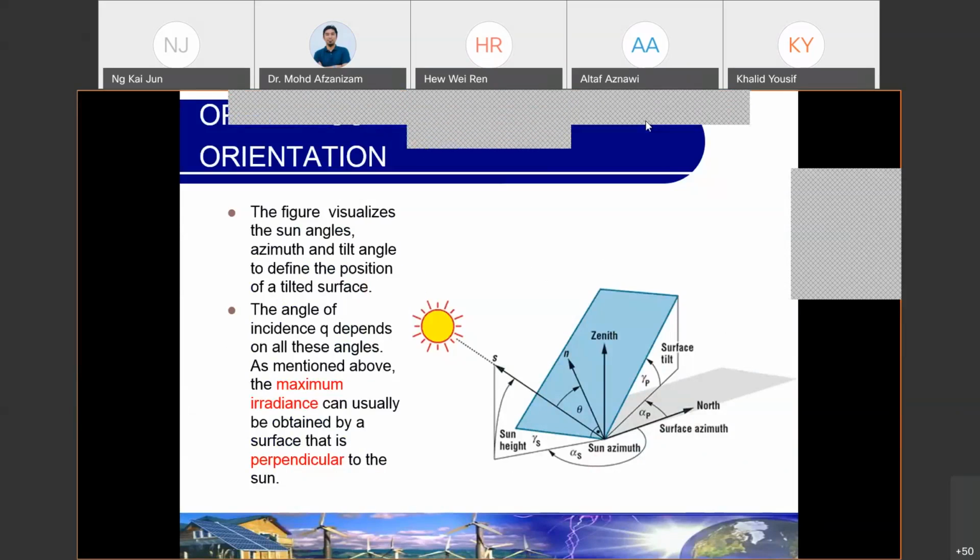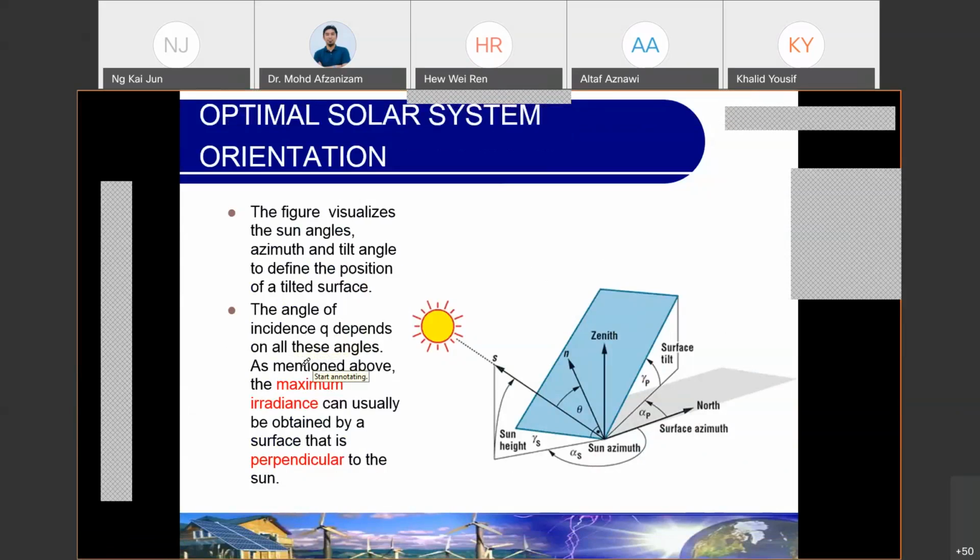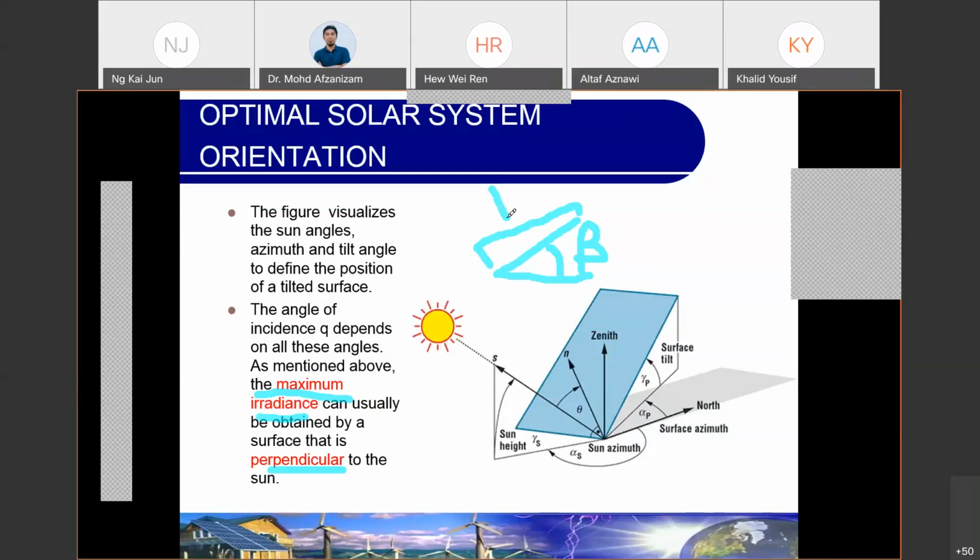So as I mentioned previously, the maximum irradiance can usually be obtained by a surface perpendicular to the sun. Let's say you are putting your PV module at this tilt angle, and this is your PV. Your sun ray should be perpendicular to get maximum irradiance. So always remember that, because that is one of the factors that can produce higher output or better efficiency.